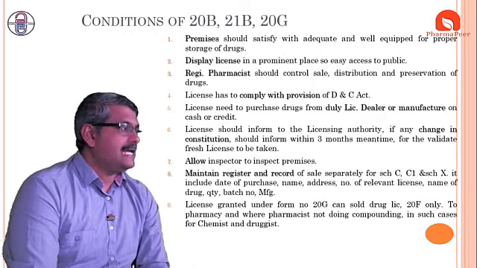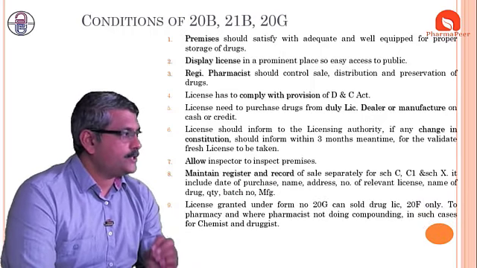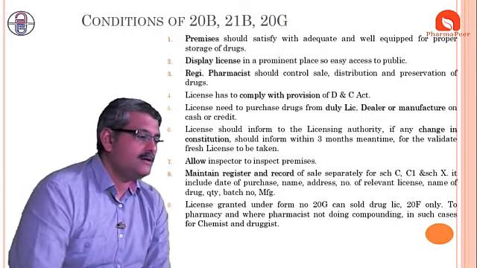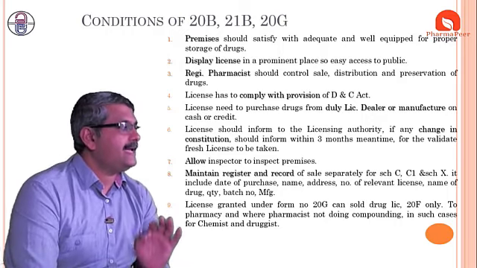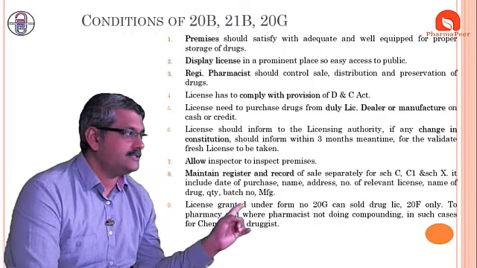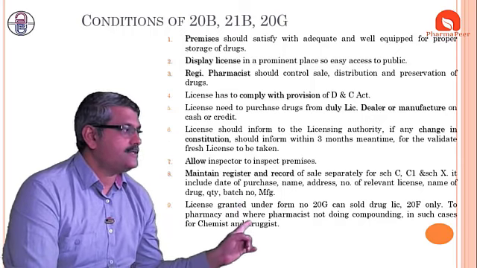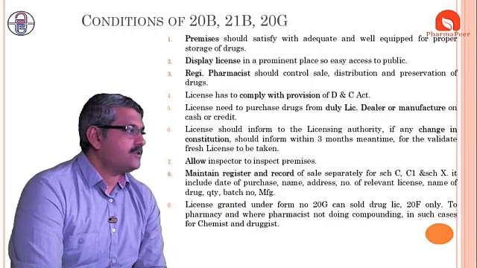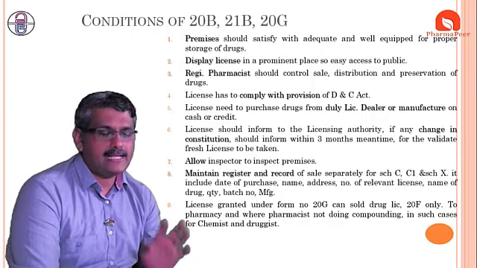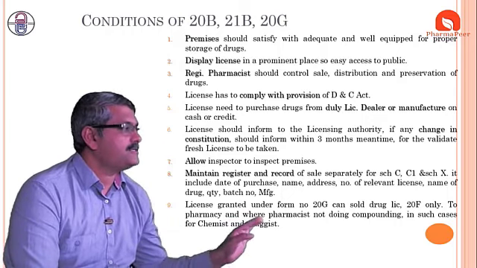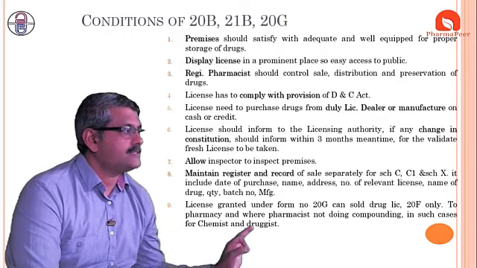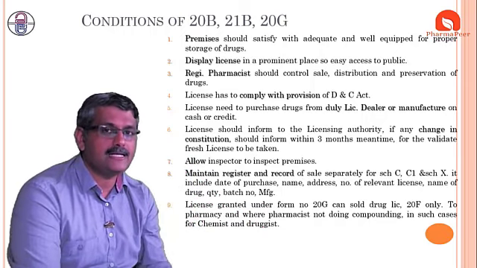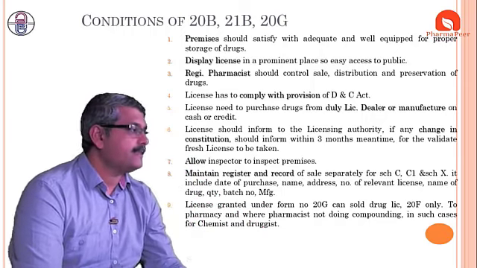Next one: a licensee granted under form number 20G can sell drugs to the license holder of 20F only. Just like I told you, this is the condition. To the pharmacy, or anywhere the pharmacy is not doing the compounding, in such cases for chemist and druggist, this is a license condition that is strictly needed.